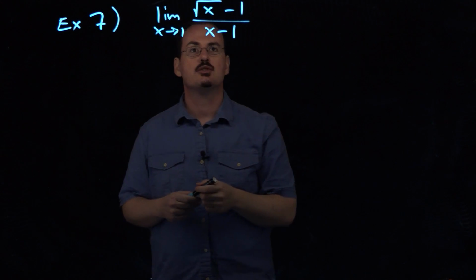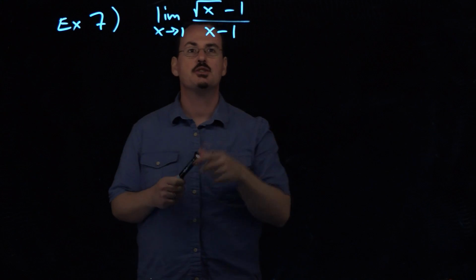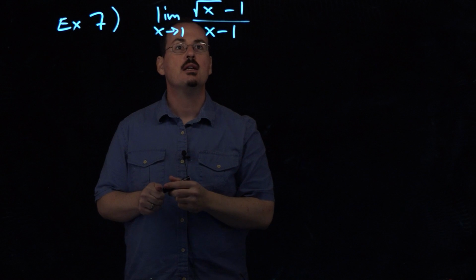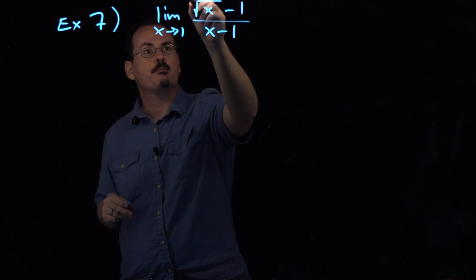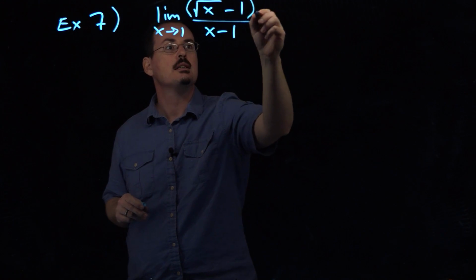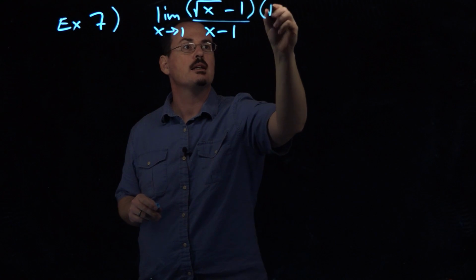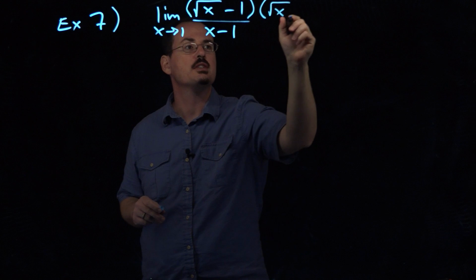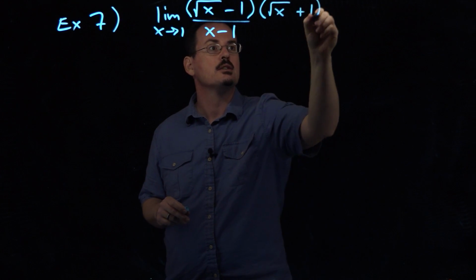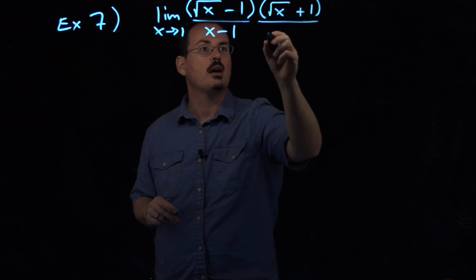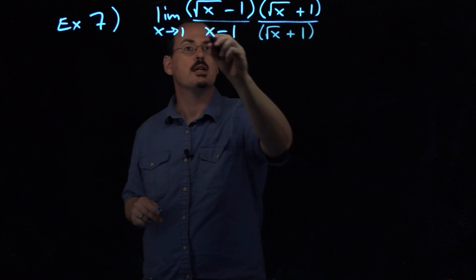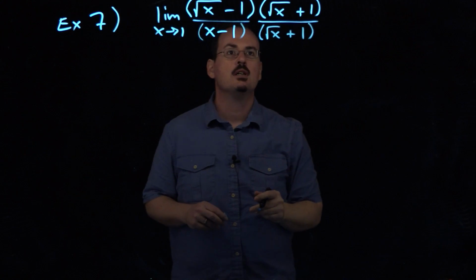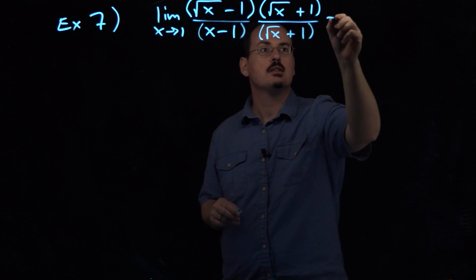In this case, there's actually two ways to approach this, and I'll go through both of them. The first one is to multiply by what's called the conjugate of the numerator. And the conjugate is the same thing, except with the sign of the second term changed. So I'm going to multiply the top and the bottom by square root of x plus 1. So what effect does this have?